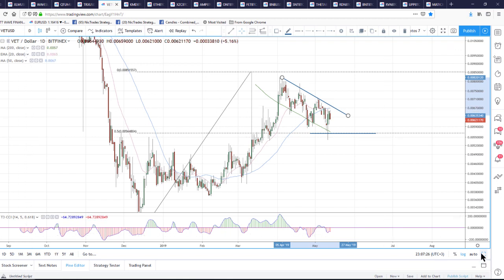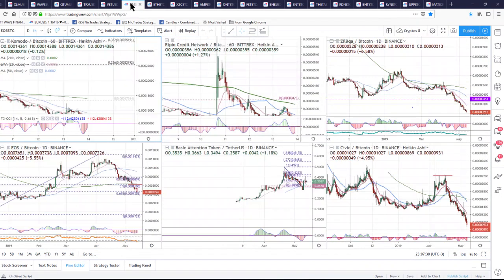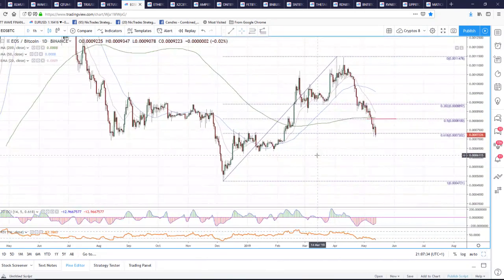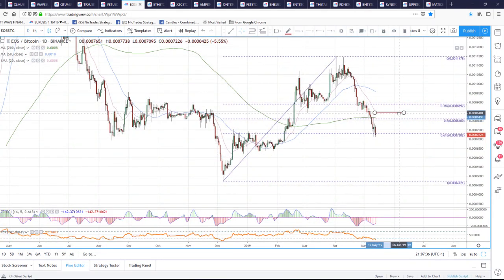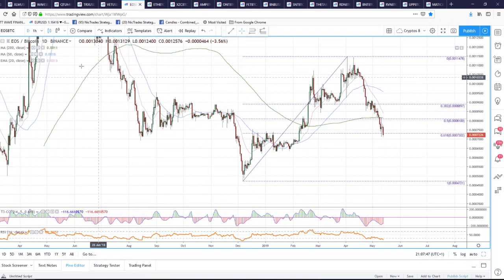EOS. Let's take a look at EOS. EOS isn't my favorite coin, but now let's look at EOS Bitcoin. These moving averages are flat, so this is a little bit of a range trade.